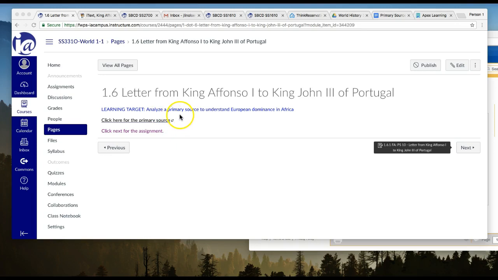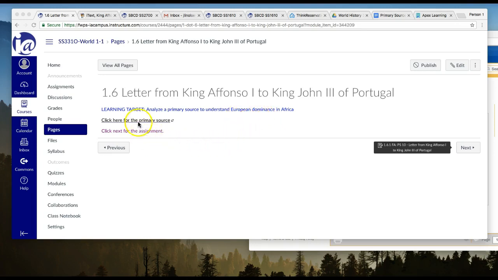I'm going to go over primary and secondary sources in a second, but we are going to be looking at this source, this document by an African king, to understand European dominance. So Portugal in the 15th century is very powerful, and they're one of the countries that is trying to take over and control parts of Africa.